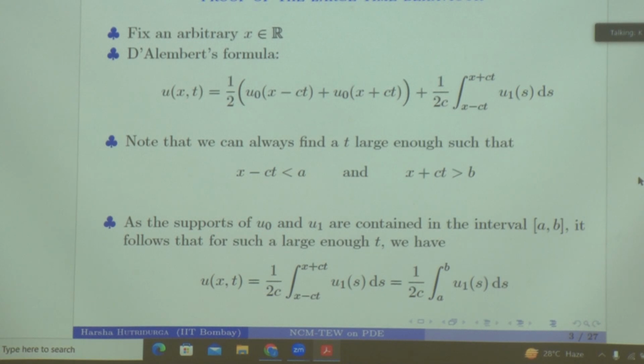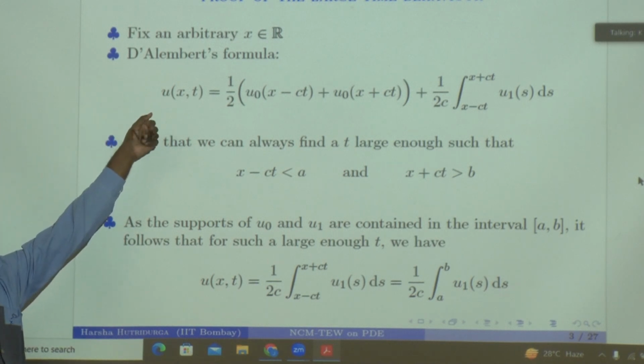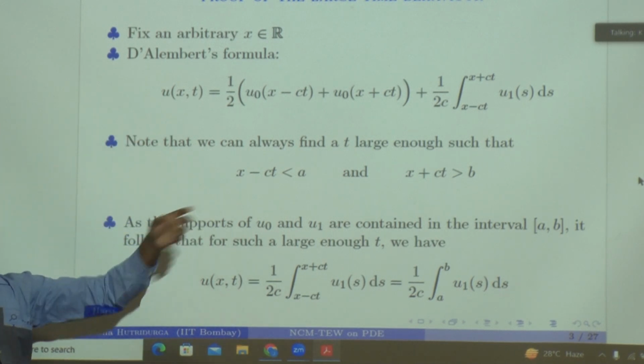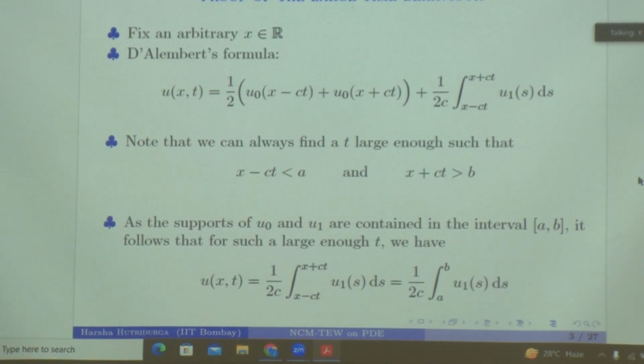And this little observation, you see, it's just a consequence of this formula, and then this little thing about whether you can shift points around on a real line. That's it, and that is the proof of the large time behavior for the wave equation.